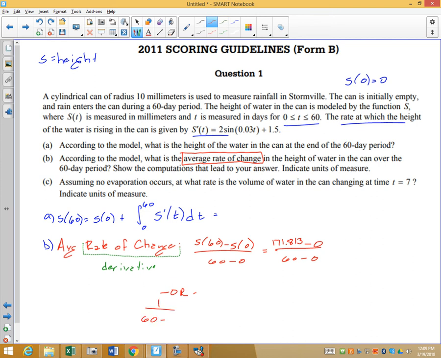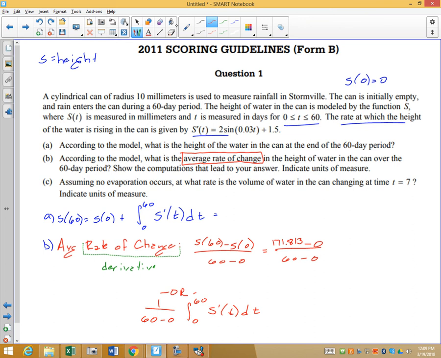The average value of the derivative would be 1 over 60 minus 0, the integral from 0 to 60 of the derivative. It will take you to the same place. So if it's an average rate of change and you have the original function, you do Algebra 1 slope. If you don't, but you have the derivative, you can do the average value theorem. They'll both give you the same thing. How do we feel? Questions, comments?